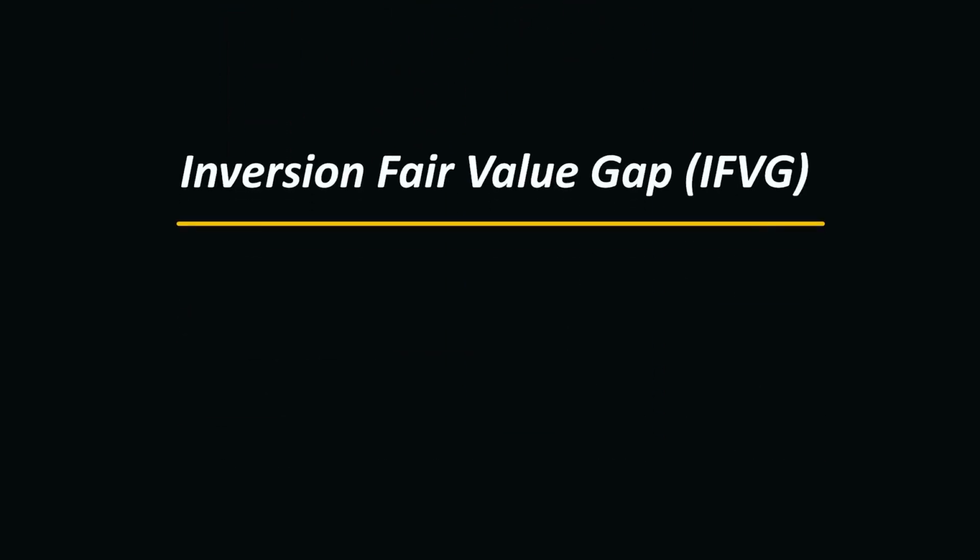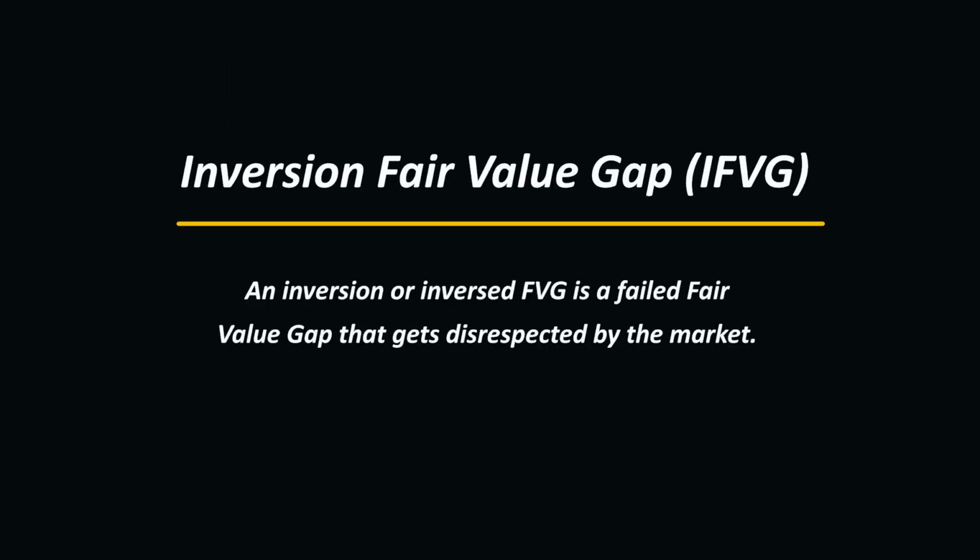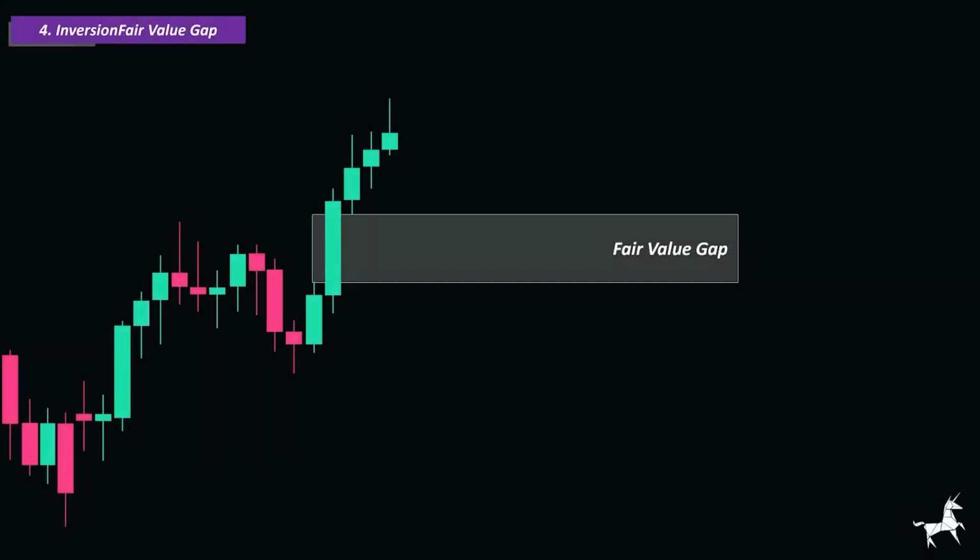Inversion fair value gap. An inversion or inversed fair value gap is a failed gap that gets disrespected by the market. For example, here we have a bullish imbalance that caused this gap. When price pulls back to this area, we expect a rejection to the upside. However, the next candles close below the gap, completely disrespecting it, which creates an inversion.